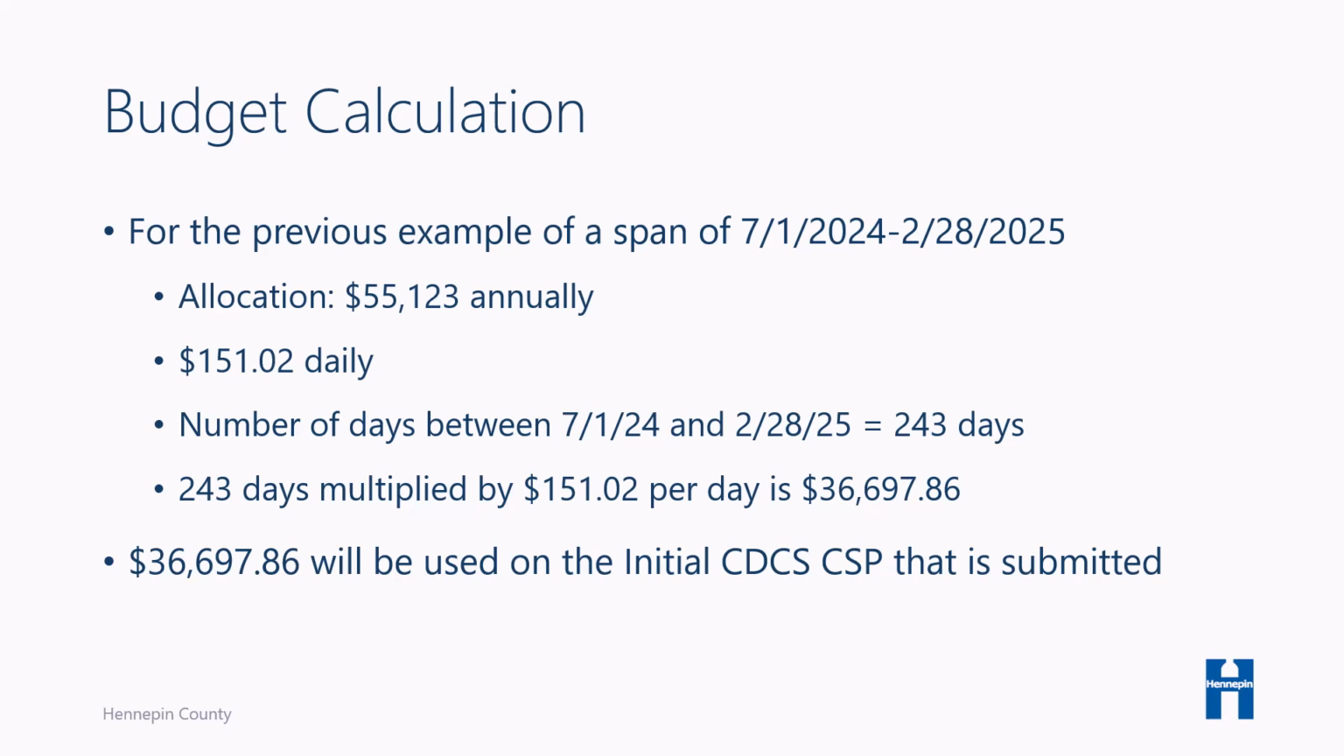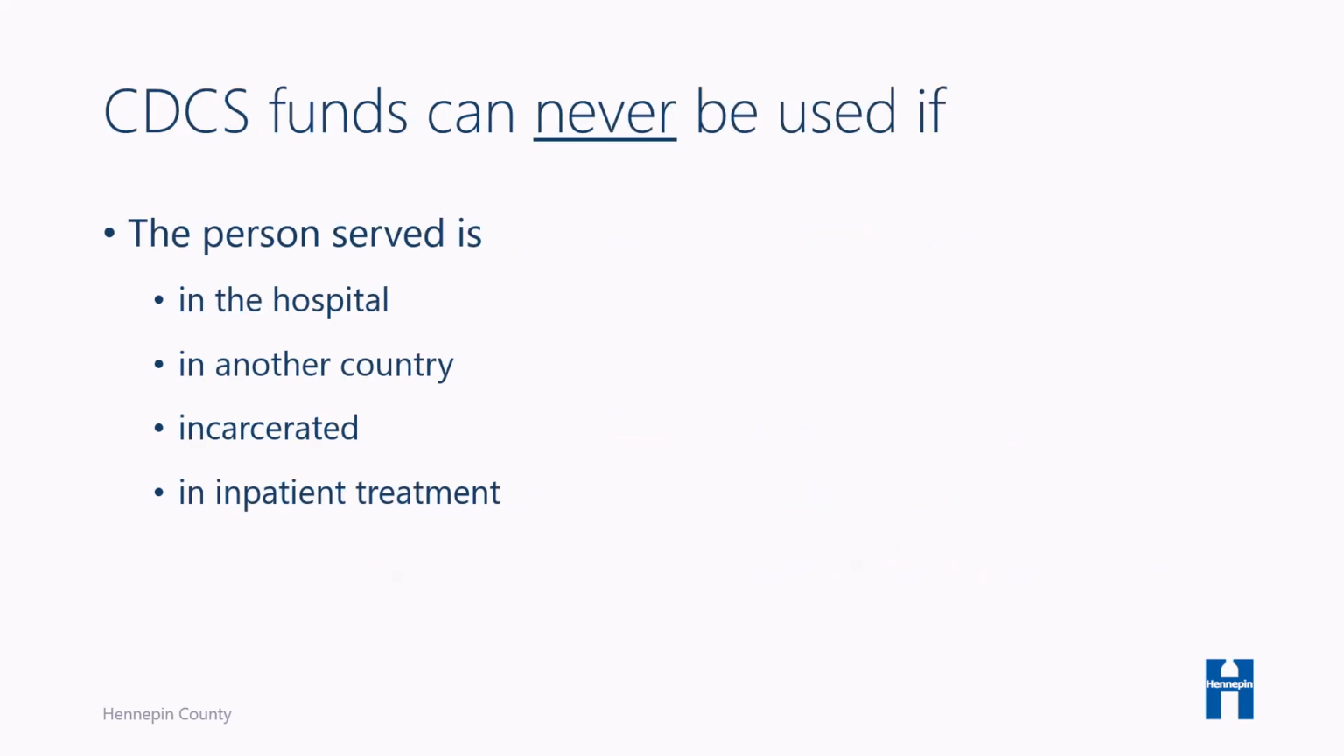We then take 243 days and multiply it by $151.02 per day. The final shortened allocation for this person's plan year is $36,697.86. Again, we understand that this math is confusing, and your CDCS specialist or your support planner can help you in calculating this shortened span year amount.